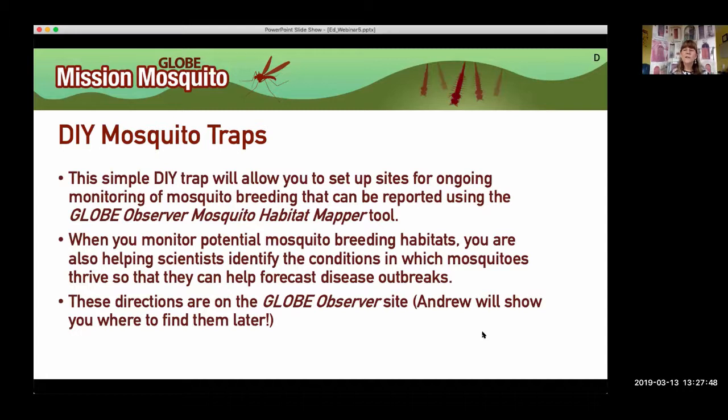So with these mosquito traps, they're really easy to make. We'll show you how you get to the directions for making them. And you will be able to then set up some sites for the ongoing monitoring of mosquito breeding.